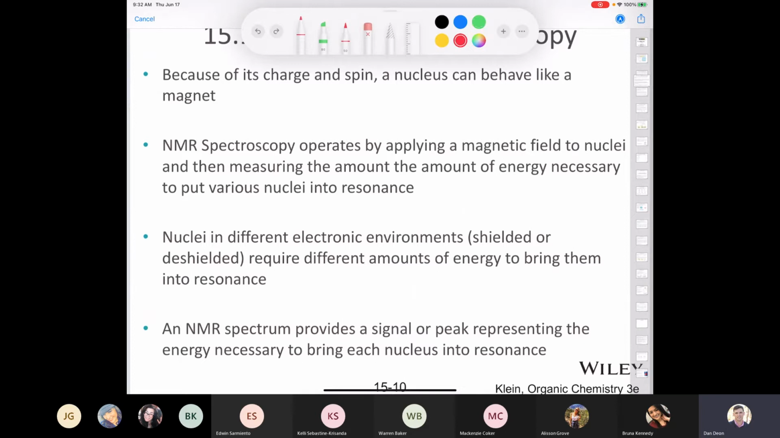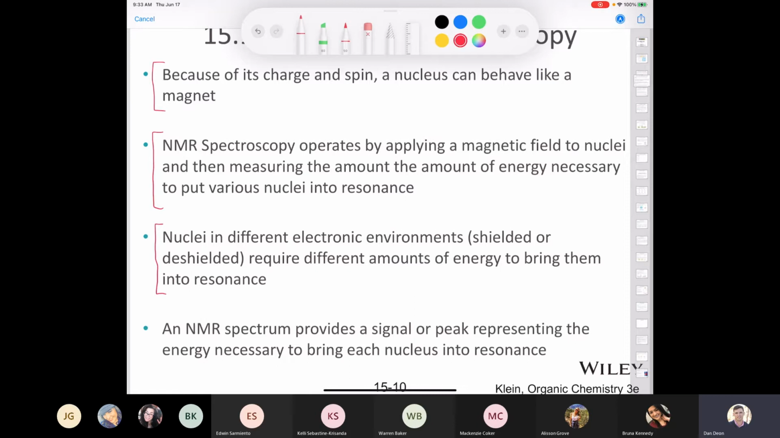But again, just to summarize, it says, because of its charge and spin, a nucleus behaves like a little magnet. Okay, what NMR spectroscopy is, we just take an externally applied magnetic field, we subject the nuclei to it, and we measure the amount of energy that's required to put the nuclei into resonance, right, which is just the alpha to beta spin flip. And you know, if every single nucleus was in the same electronic environment around it, well, then this wouldn't be very useful, would it? Right, because then they would all resonate at the same energy gap, the same field strength, right?